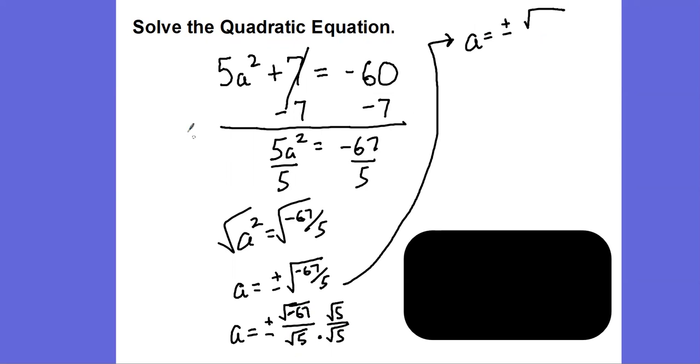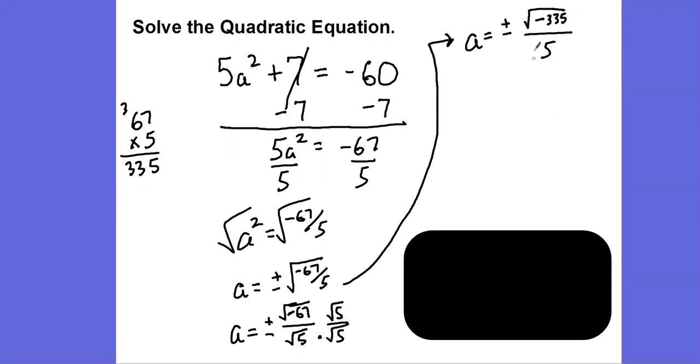So what is 67 times 5? Then I'll have to add in that negative. 5 times 7 is 35. 6 and 5 would be 30, plus the 3 would be 33. This is negative 335. Root 5 times root 5 is root 25, or 5.